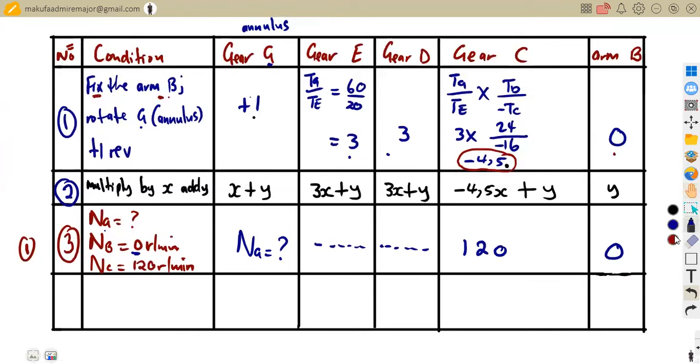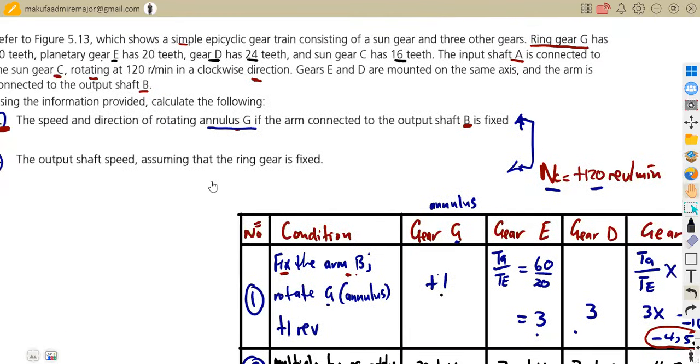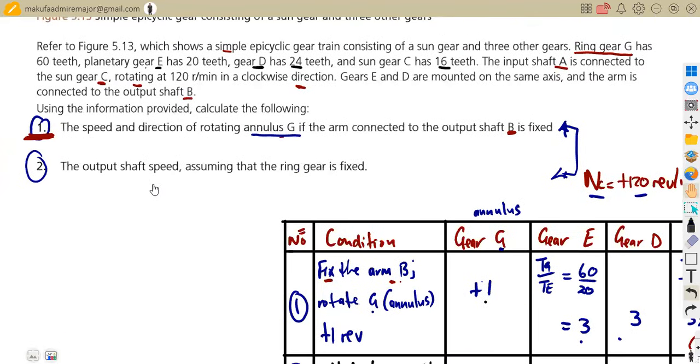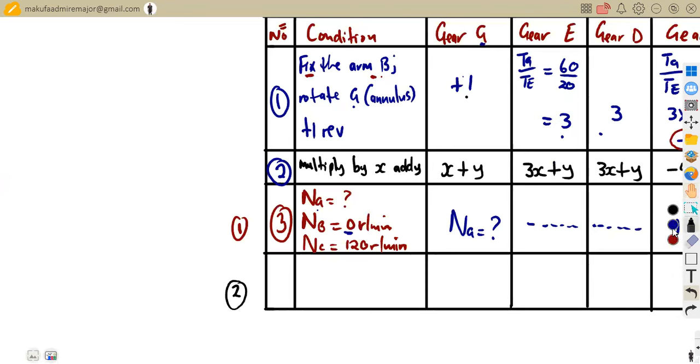You move on now, you go back, you calculate the one for item 2, but let us consider these two items at the same time. At item 2, what are we given on question number 2? They are saying we are supposed to calculate the output shaft speed. Remember, the output shaft is B. So they are saying calculate the speed of B. This time, you are considering like you never had the speed of B before. It's another question that you are given.